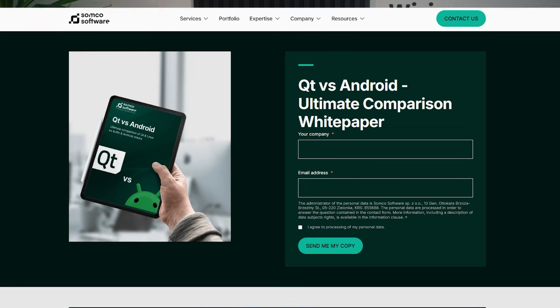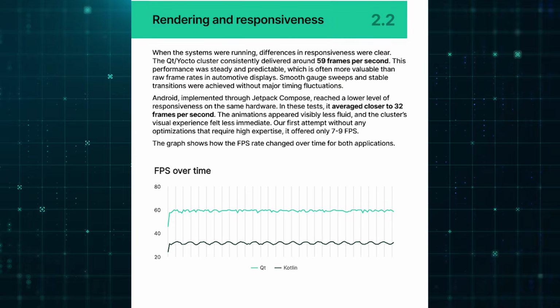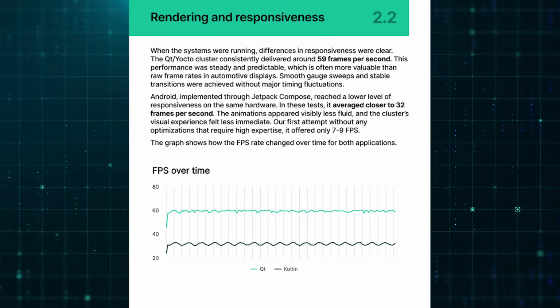There are a lot of other interesting charts and data in the white paper, so find the link in the description and have a look. You'll find a lot of surprising results there, including GPU usage. So find out which framework offers better resource utilization.